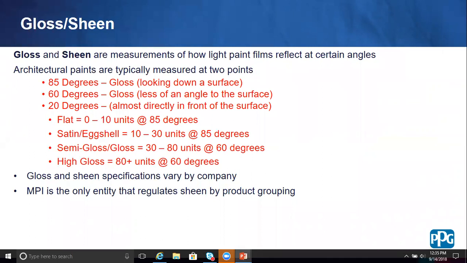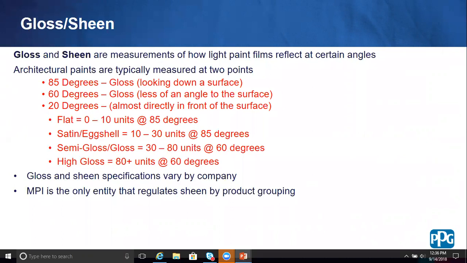So again, architectural paints are basically measured at 2 points. If it's 85 degrees, that's looking straight down at the surface; for a gloss, 60 degrees is less of an angle and 20 degrees is almost directly. So that's just what I was talking about on the last slide. This is a general industry standard, and every company measures their paint a little bit differently sometimes. But if you have to use the Master Painter Institute or MPI manual, many of those products are categorized by what those sheen levels are.